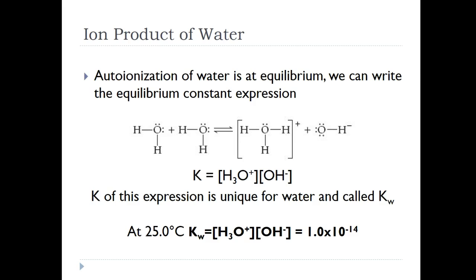So we're going to treat this 1.0 times 10 to the negative 14th as a true constant that's always going to be equal to Kw for us, just to make our lives a little bit easier. But to be completely accurate, this is the equilibrium constant only when we're with a solution that contains water at 25.0 degrees Celsius.